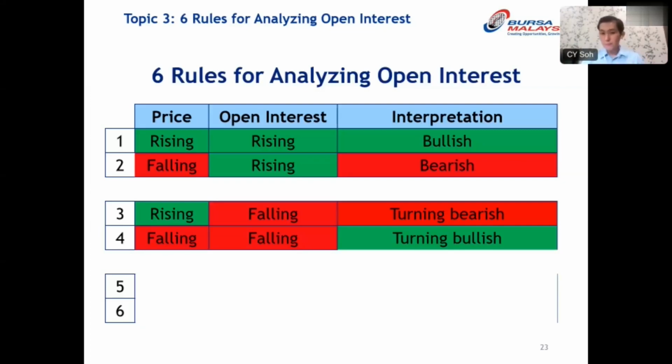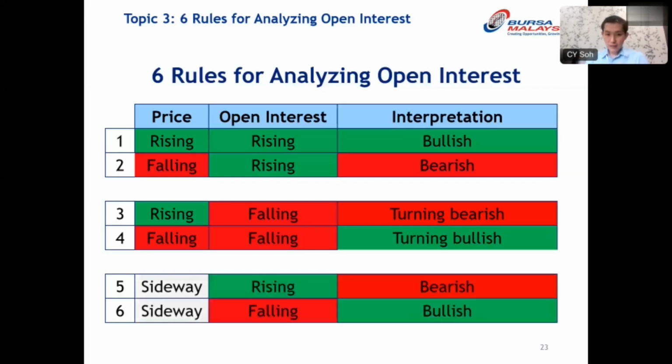Rule number 4 is that if price continues to come down, but open interest is reducing, of course this is the opposite of number 3. It signals that the market is turning bullish. So market participants don't have so much interest in selling anymore. The bears are slowly leaving the market already, so that bulls can come in.